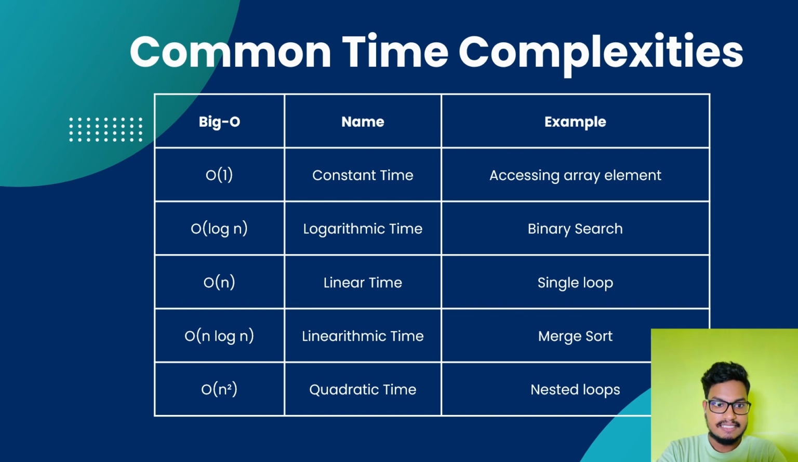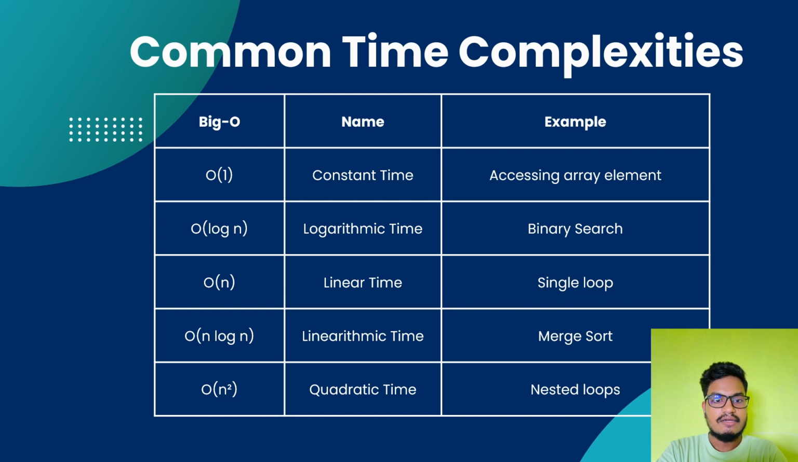Common time complexities. O of 1, constant time. This is the fastest possible time complexity. It means the algorithm always takes the same amount of time no matter how large the input is. Even if the array has one item or 1 million items, we are just accessing the first element, super fast, super efficient.